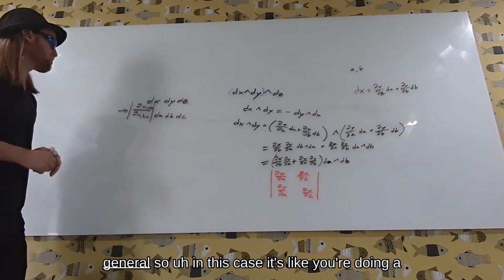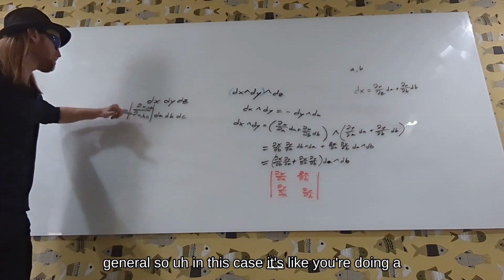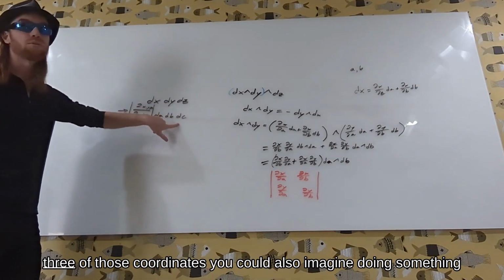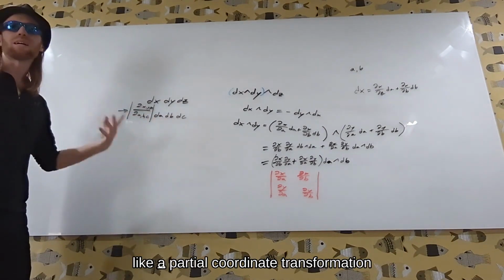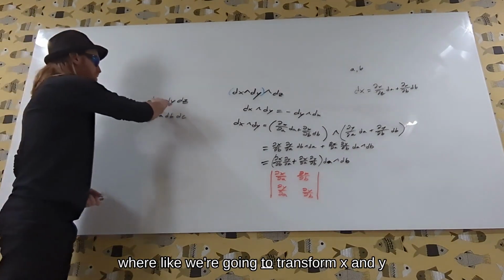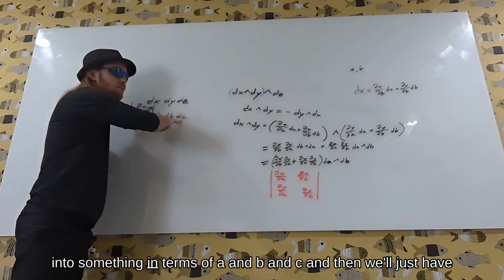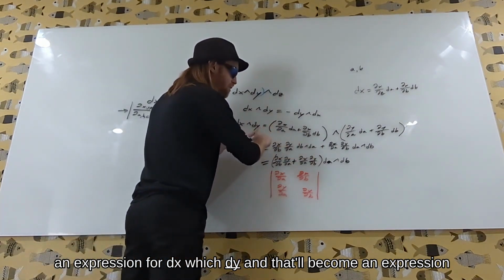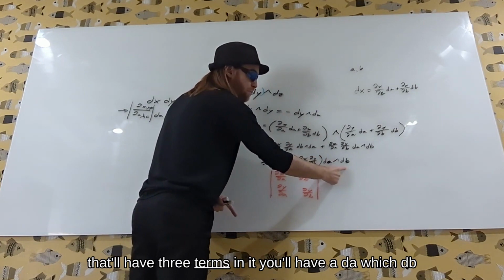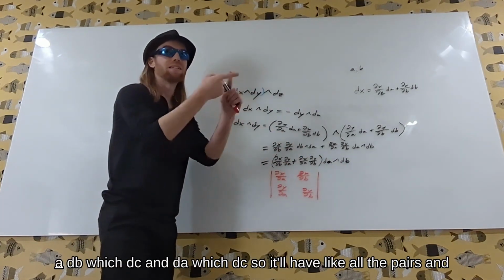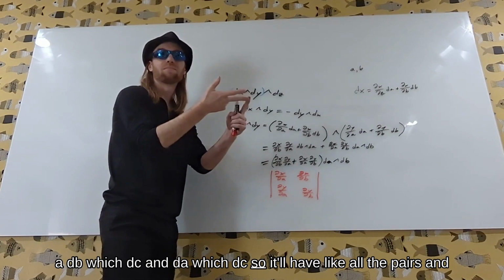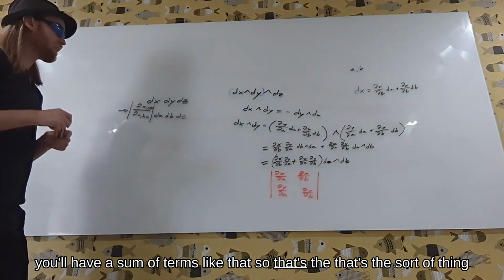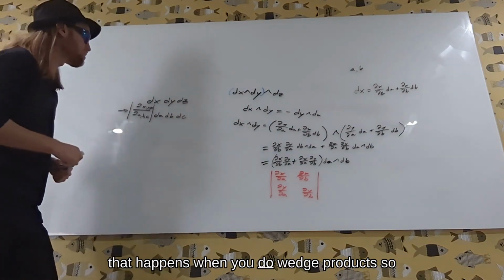But the wedge product is also more general. So in this case, it's like you're doing a full coordinate transformation from all three of these coordinates to all three of those coordinates. You could also imagine doing a partial coordinate transformation, where we're going to transform x and y into something in terms of a and b and c, and then we'll just have an expression for dx wedge dy, and that'll become an expression that'll have three terms in it. It'll have a dA wedge dB, a dB wedge dC, and a dA wedge dC. So it'll have all the pairs, and you'll have a sum of terms like that. So that's the sort of thing that happens when you do wedge products.